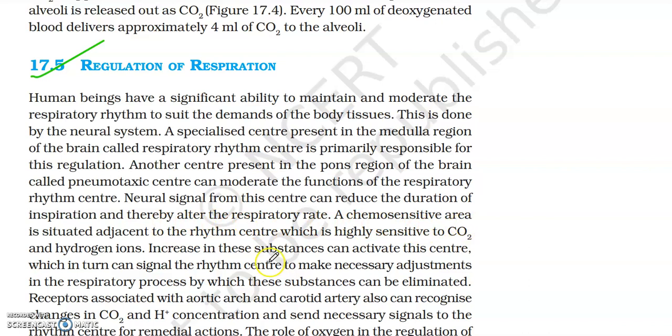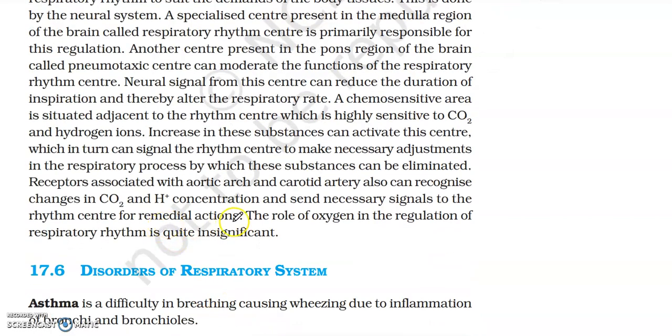A chemosensitive area is situated adjacent to the rhythm center, which is highly sensitive to carbon dioxide and hydrogen ions. Increase in these substances can activate this center, which in turn can signal the rhythm center to make necessary adjustments in the respiratory process by which these substances can be eliminated. Receptors associated with aortic arch and carotid artery also can recognize changes in CO2 and H plus concentration and send necessary signals to the rhythm center for remedial actions. The role of oxygen in the regulation of respiratory rhythm is quite insignificant.